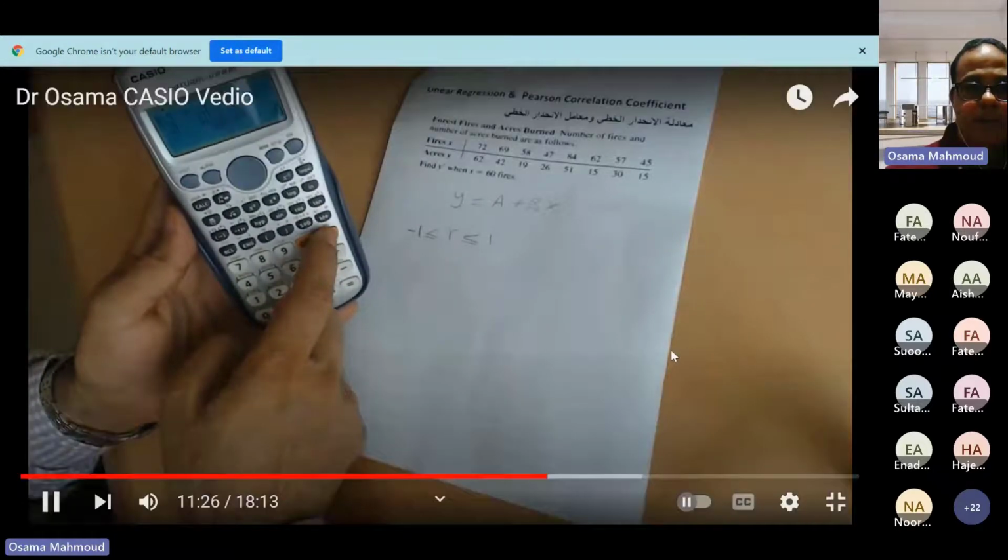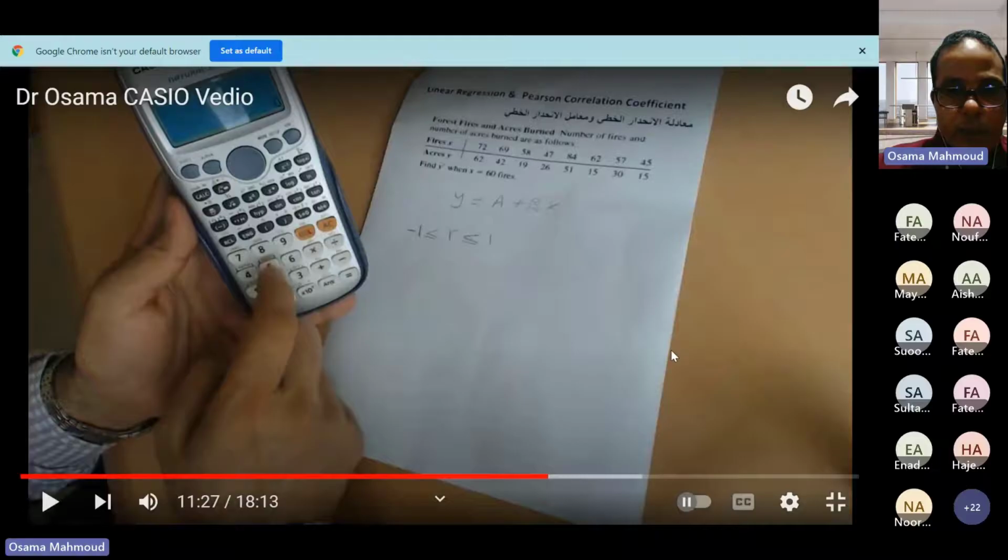Once the data is finished, press AC. Did you input your data in your calculator?